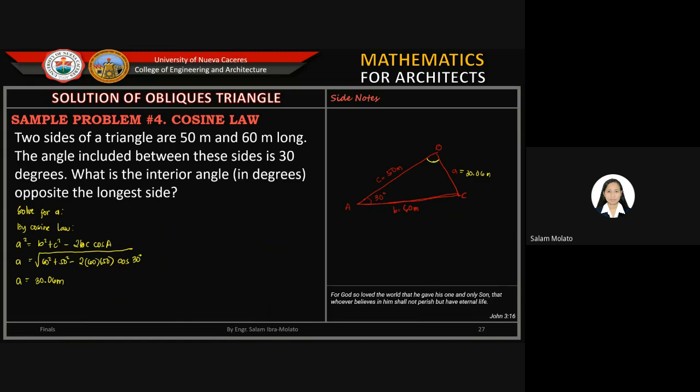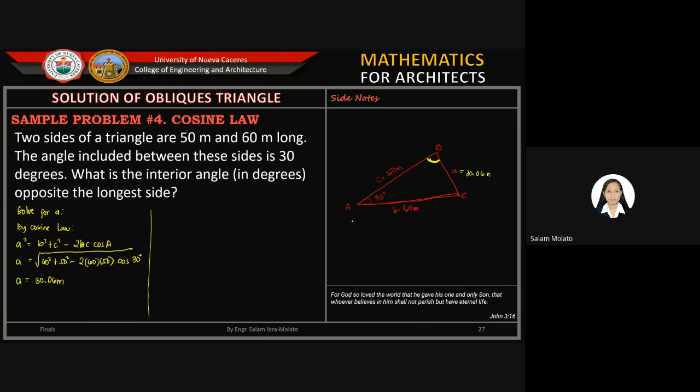So therefore, we are asked to compute for angle B. Okay? Since we already know the three sides, again, we can actually compute using cosine law again. Or we can compute actually using sine law, no? Because there are two sides, C and A, given, and the angle that is not in between them is given. So you can use cosine law here or you can use sine law.